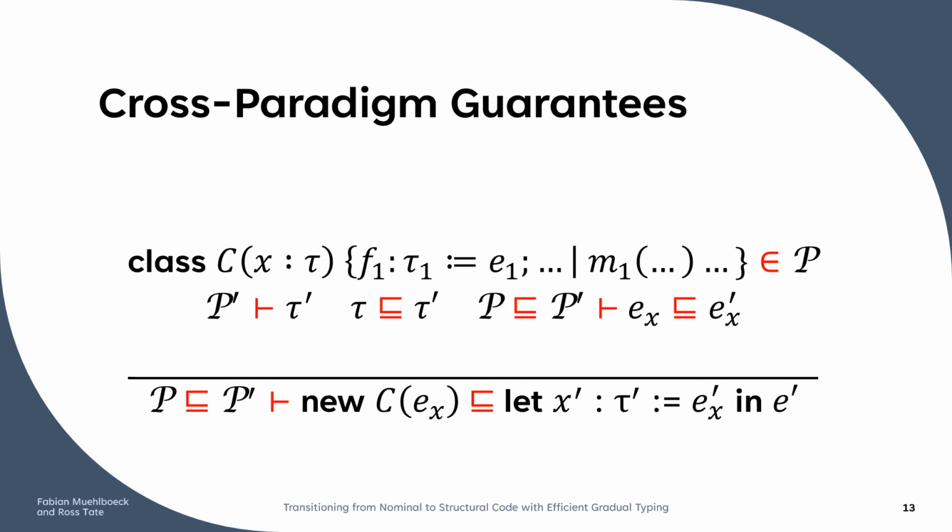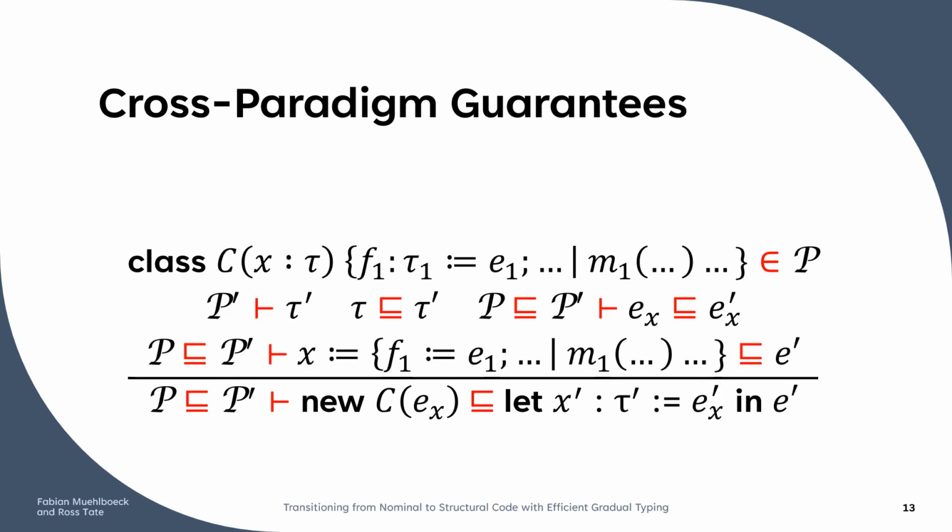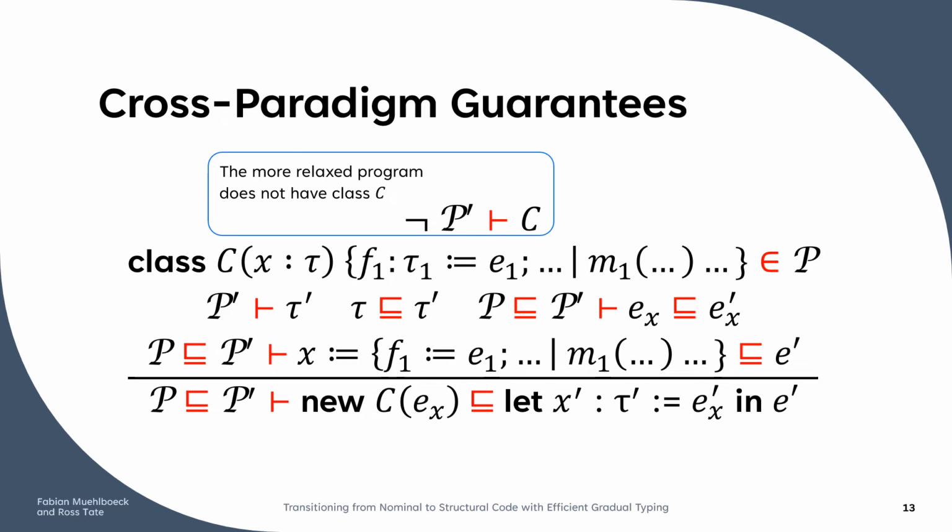Now we can check that the body of the let expression is a relaxation of the structural value that mirrors the class's body. Finally, we need to ensure that the class is actually not defined in the relaxed program. This is because otherwise the relaxed program could contain a cast to that class, which because of the way we defined casts would fail for the structural value and therefore make the difference between nominal and structural values observable. This effectively means that all structural values that should be replaced by instances of the same class need to be migrated at the same time, which we believe is reasonable.